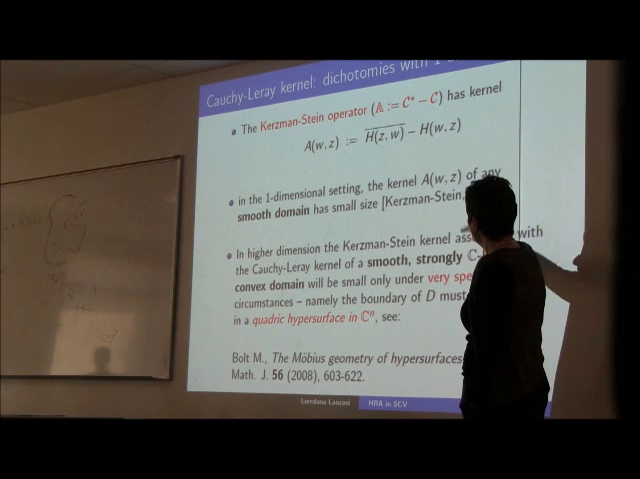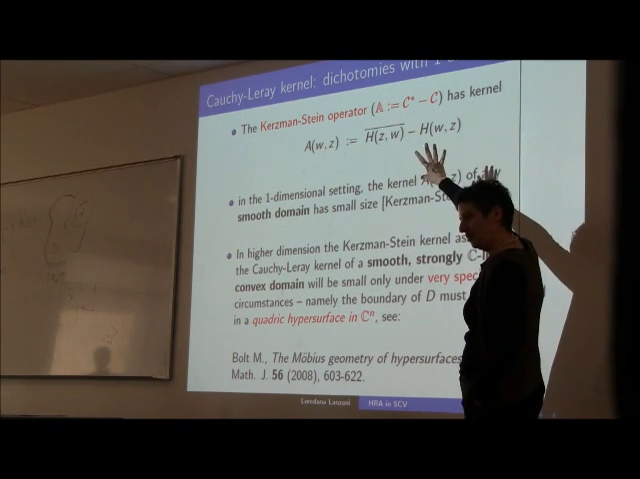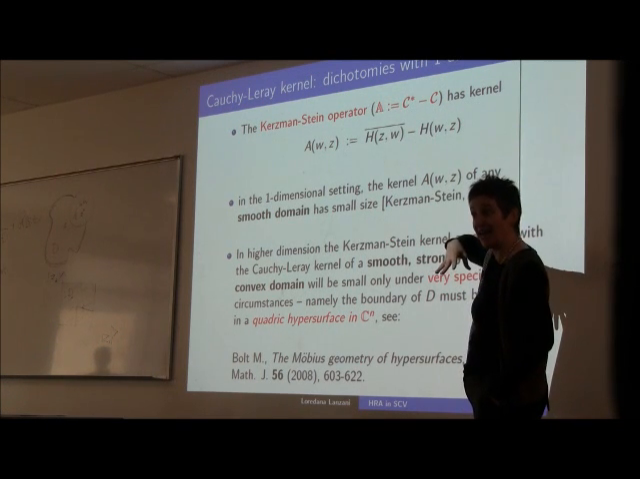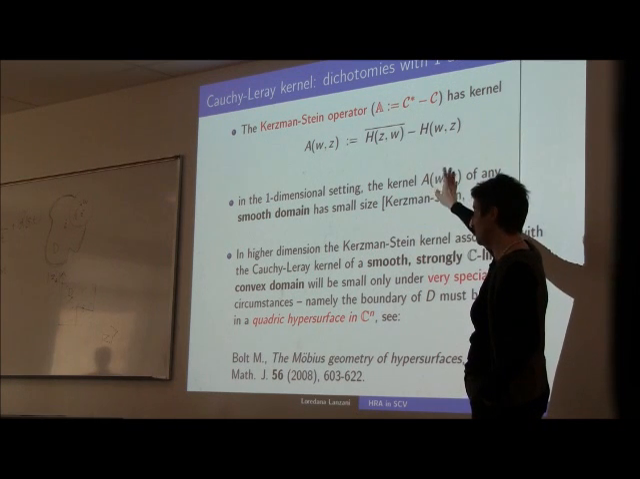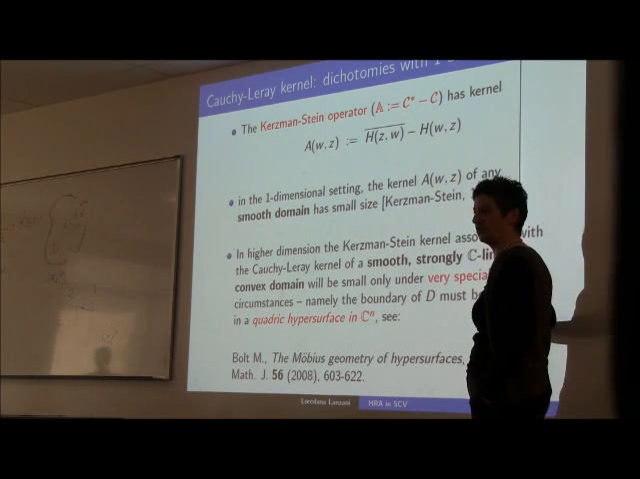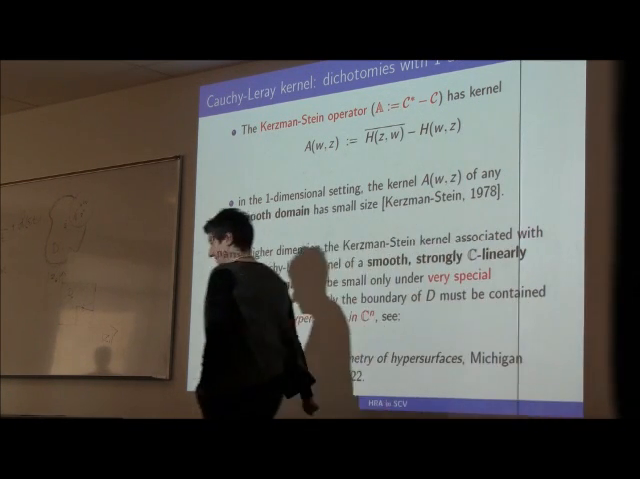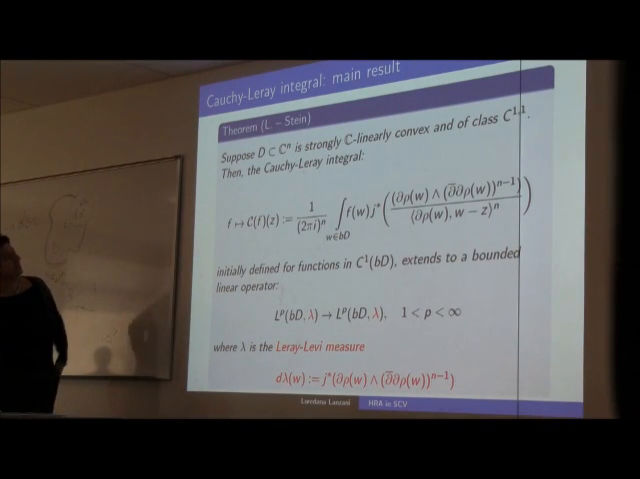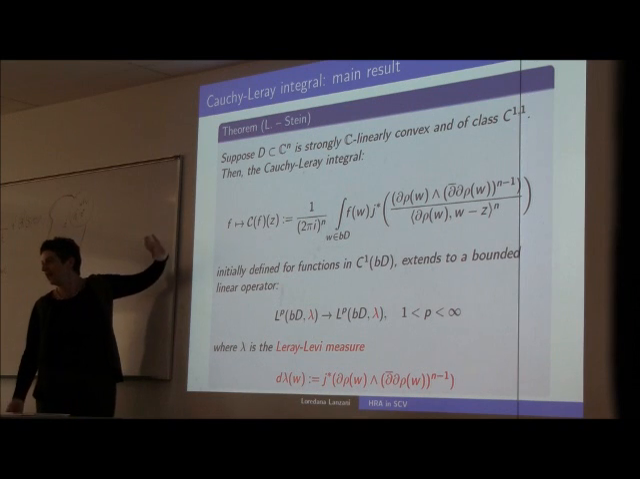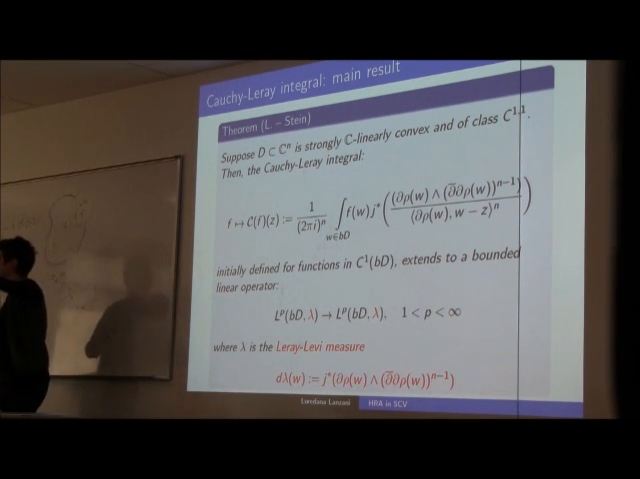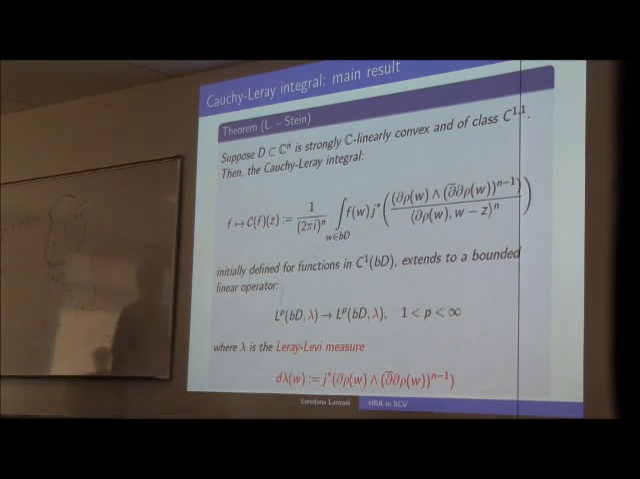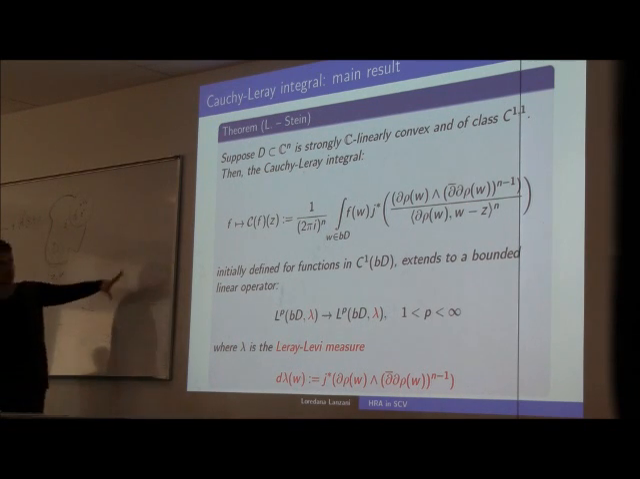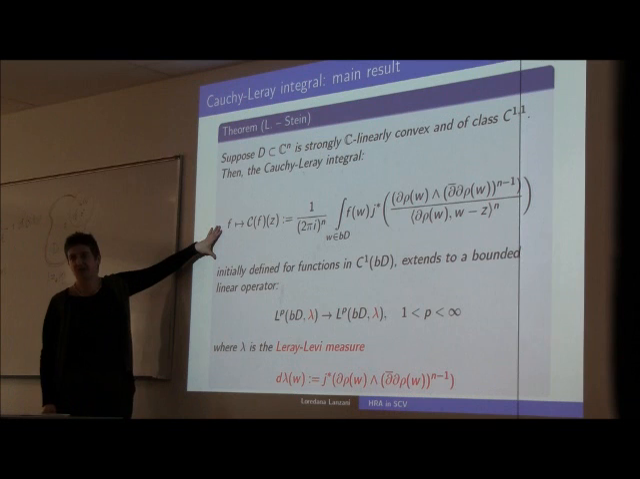It turns out that if you try to look at the same procedure for the Cauchy-Leray kernel in higher dimension, you'll have this magic cancellation only under very special circumstances, even for smooth domains. Anyway, now that we have convinced ourselves that our operator is well-defined, and it is in some sense a reasonable higher dimensional analog of the one-dimensional Cauchy kernel, we can state the main result.